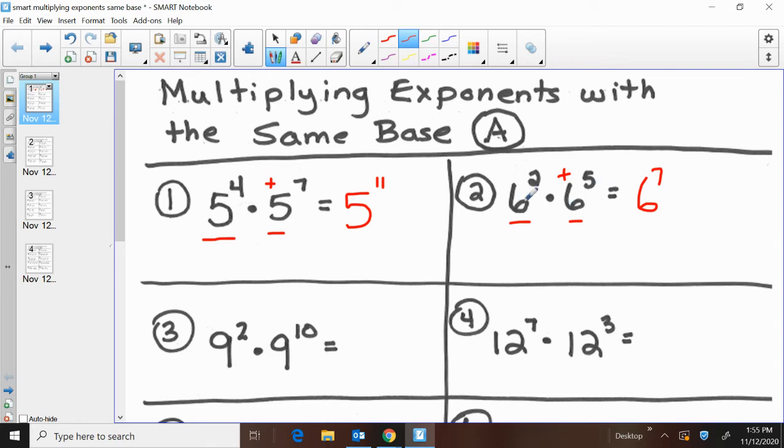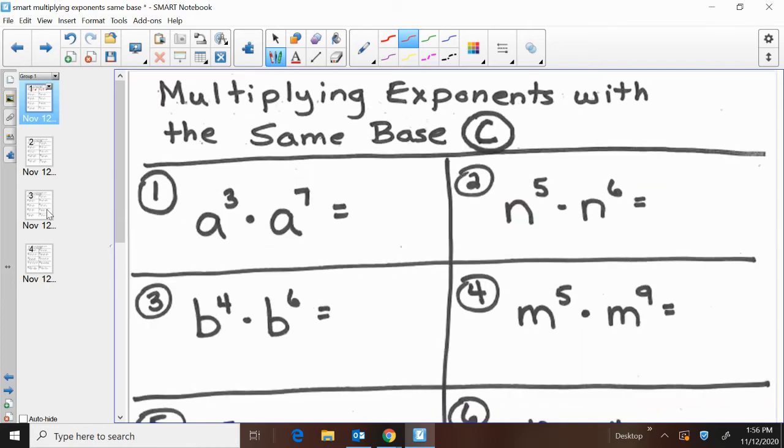Again, how did we get there? We take note, make sure the bases are the same, and they are. So my base is going to stay 6, and I just add the exponents. 2 plus 5 is 7. Pretty simple, right? Not too complicated. But I want to show you that it also works with variables.